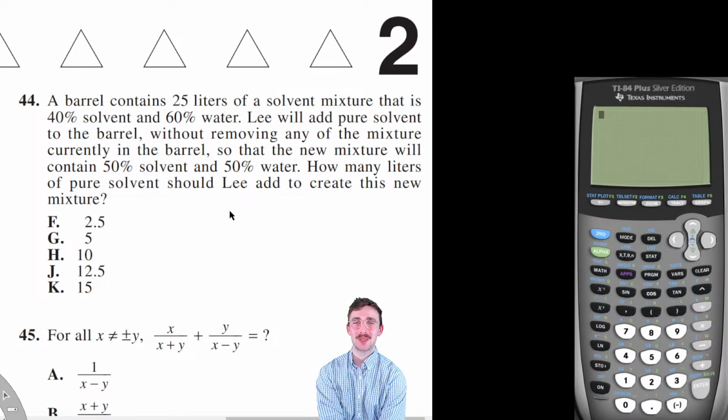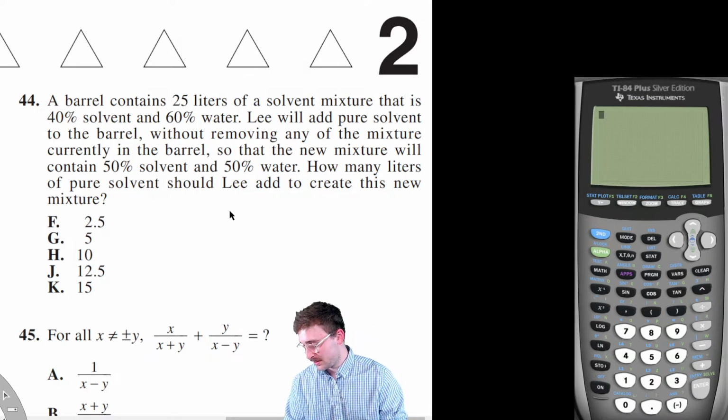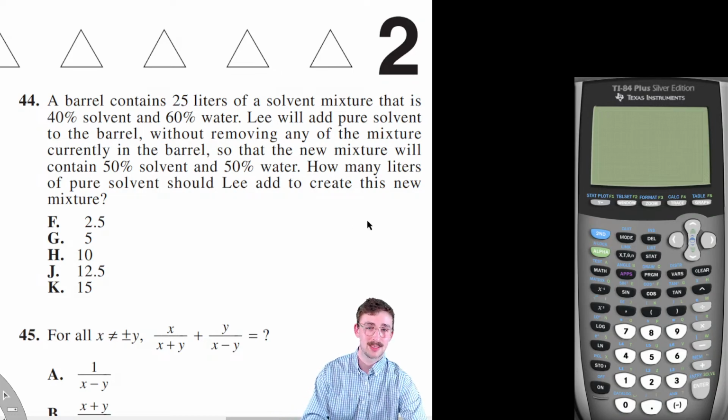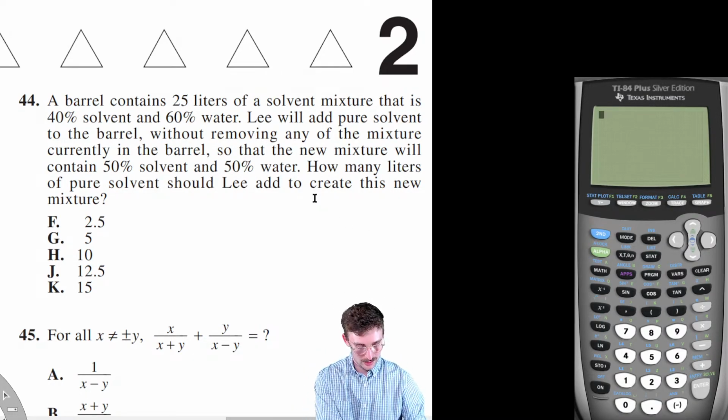All right, so a barrel contains 25 liters of a solvent mixture and is 40% solvent and 60% water. Ooh, I don't like this one right off the bat. I'm not gonna lie, I really do not like this one. Okay, I'm gonna take my time with it. It's important to know what you know and what you don't know. It's one of my favorite of the Delphic maxims. Know thyself.